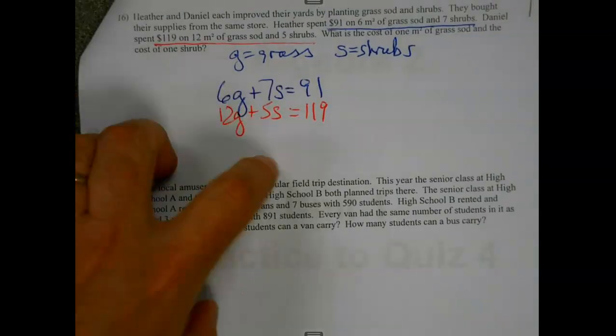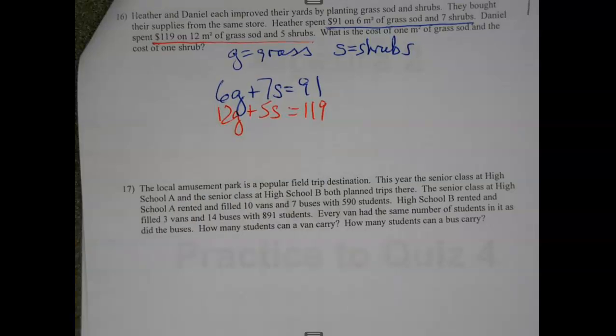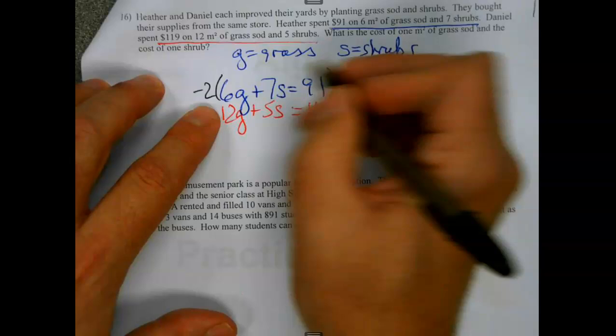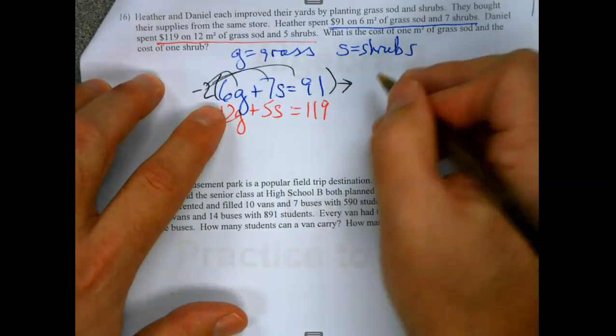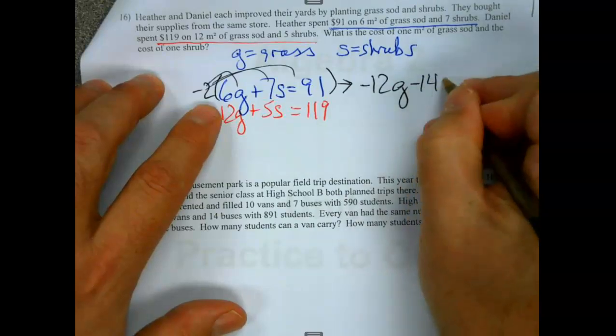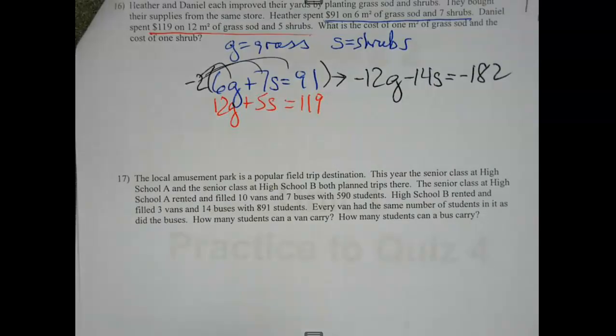Do they add straight down? Nope. Can I multiply 6 by something to get 12? Darn tootin' I can. -2. All the way through. And even if you forget this part and just write me the equation, you're getting points for it. So at least know how to make the equation because it's right there.